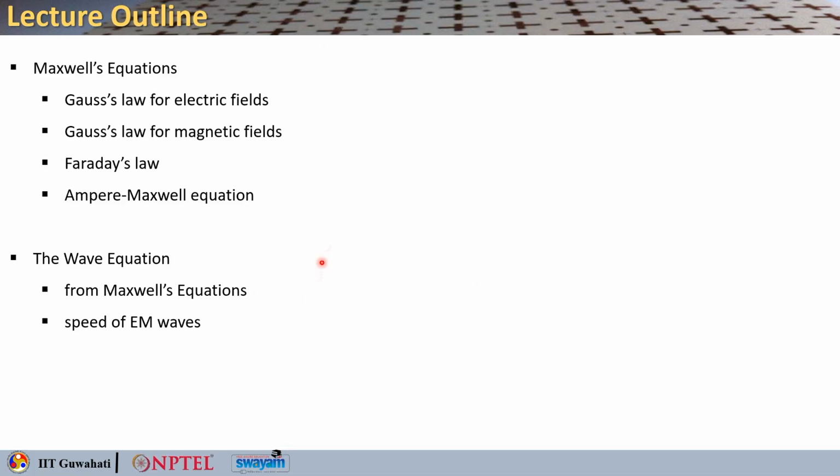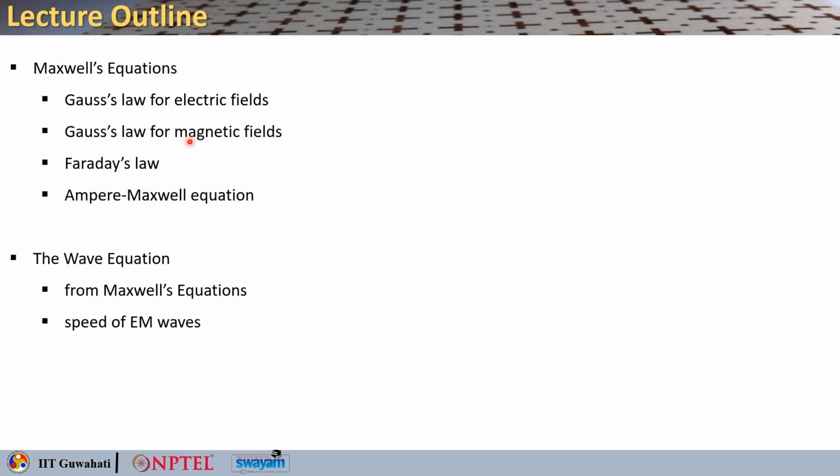In this lecture, we will continue the basic electromagnetic theory. So, here is the lecture outline. We will discuss the 4 Maxwell's equations in more detail. The first one we will take up is the Gauss law for electric fields.